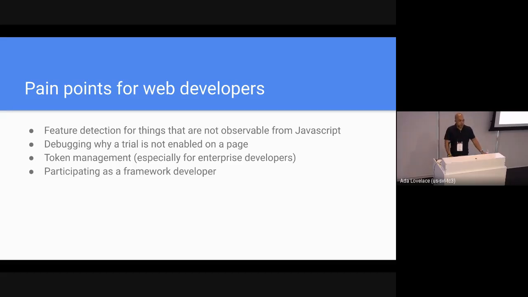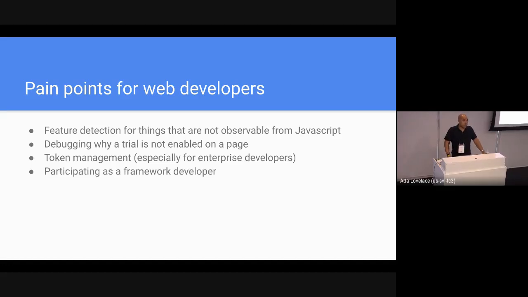Debugging: we say, here's this opaque token, this string, make sure it's on your page. The feature's not working. What? That could be, maybe you didn't request it for the right origin, maybe you're not serving it appropriately. So having some kind of dev tool support or some way to figure that out.